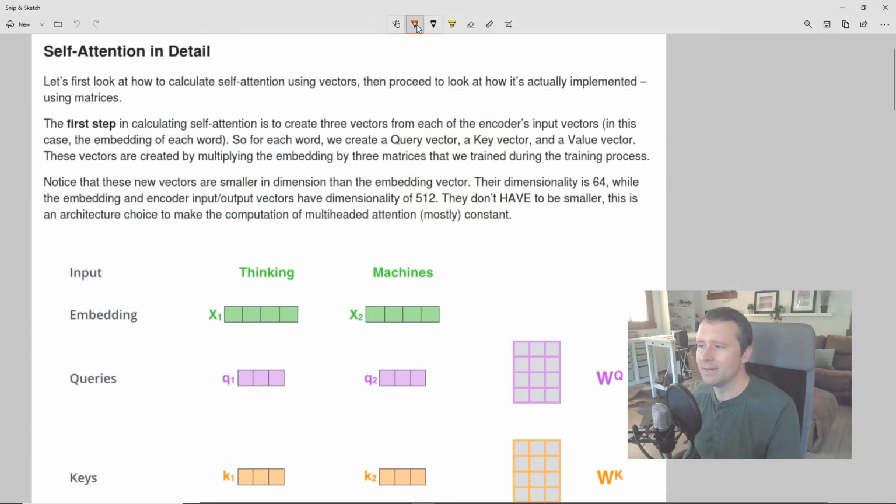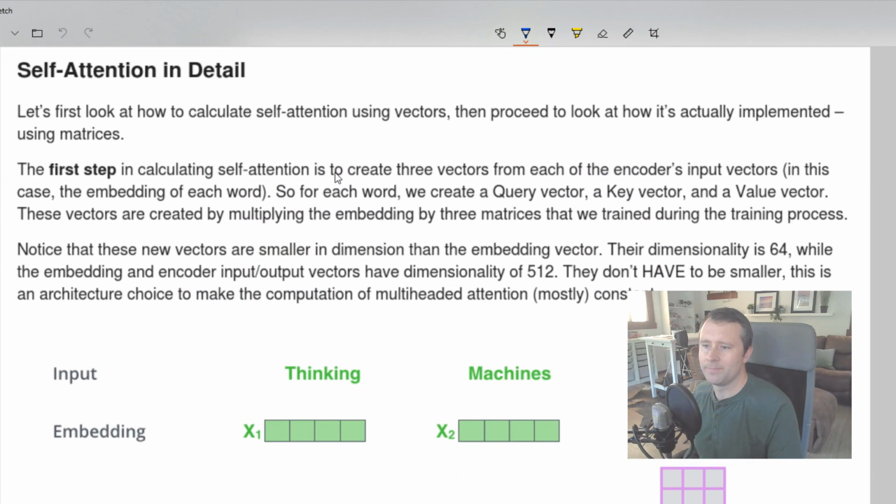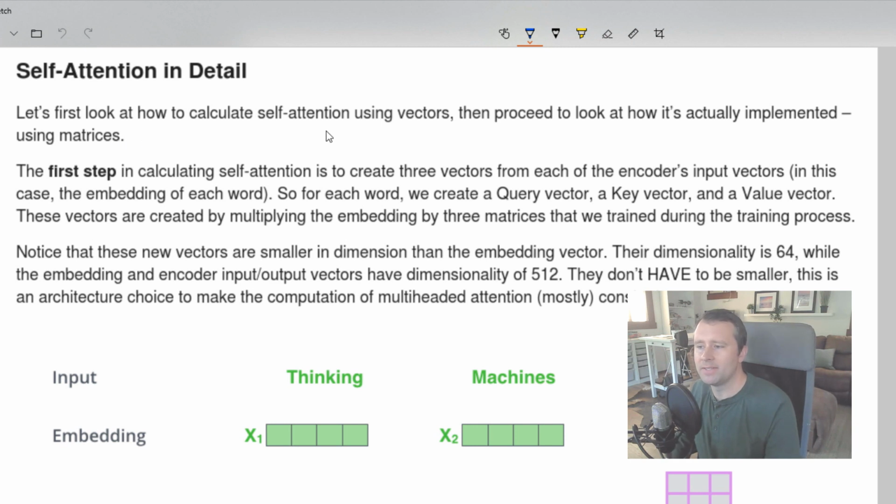Self-attention in detail. So let's first look at how to calculate self-attention using vectors, then proceed to look at how it's actually implemented using matrices. So I love that Jay includes in this post the actual matrix and vector operations that go on inside the transformer. I always feel like I need to see that in order to really feel like I understand what's happening. So I'm really glad that he gives us this detail and then also illustrates it really nicely.